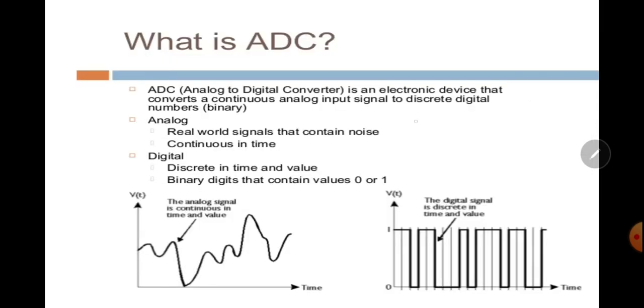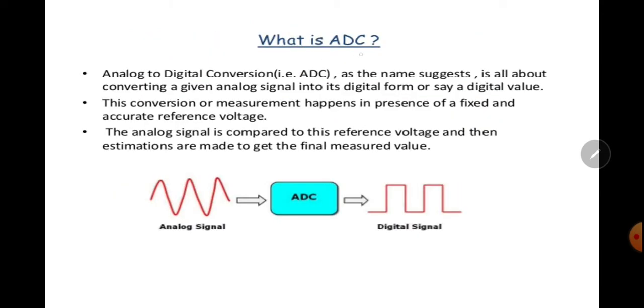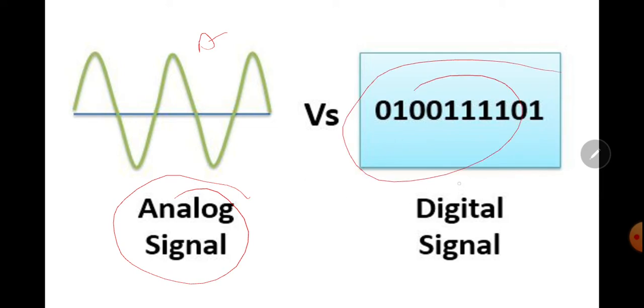ADC means analog to digital converter. It is a type of circuit which converts analog quantities into digital quantities. If this is the graph for analog quantities and it is passed through ADC, then it is converted into digital form. DAC means digital to analog converter. This is the analog graph, ADC converts it into digital form. This is the analog signal, this is digital, so it's a comparison. It is only written in binary form. The graph will be different.